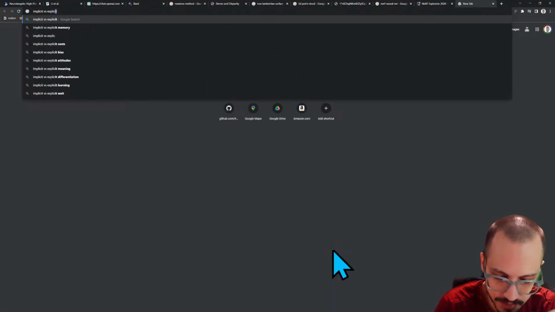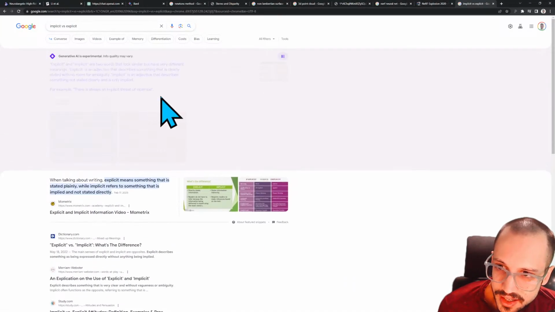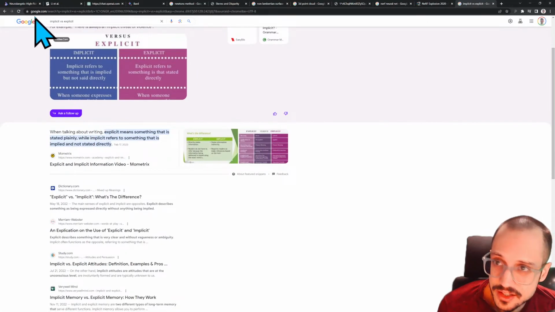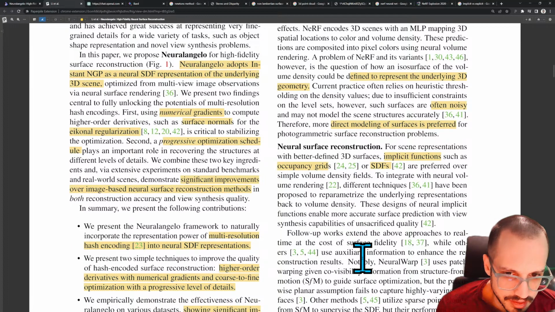So I don't know, maybe I'm getting my implicit versus explicit wrong. My English is terrible. Explicit means something that is stated plainly, while implicit refers to something that is implied and not stated directly. Okay, so I think that I'm correct here, so I don't think implicit is the right word there. I would have used explicit.